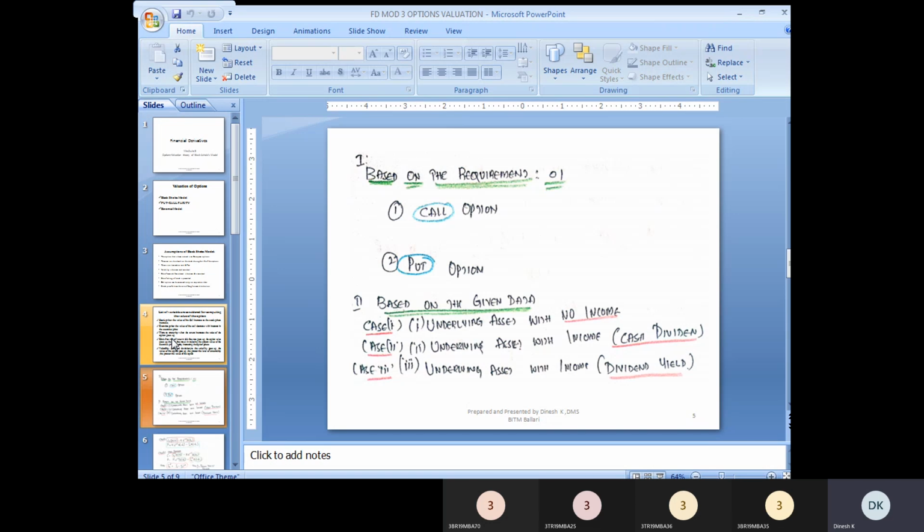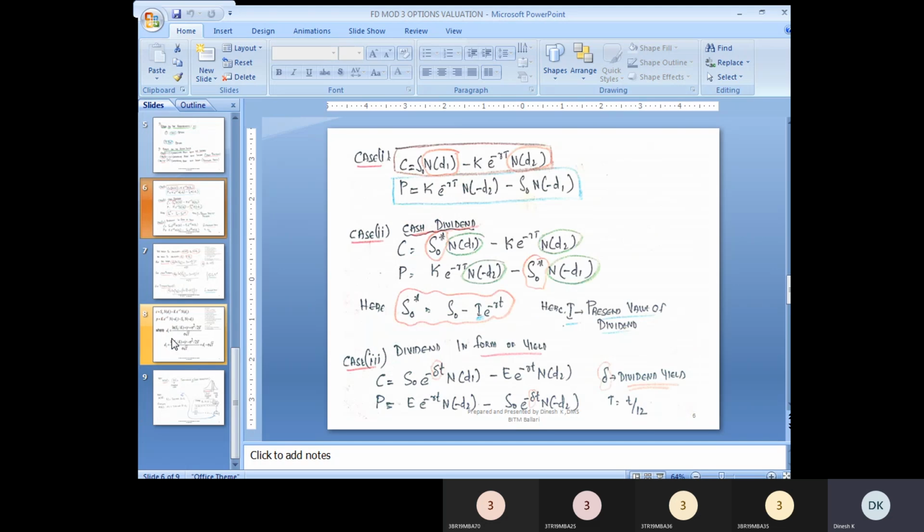Is this visible to you? Second sub question, based on the given data: case 1 is an underlying asset with no dividend, no income; case 2 is an underlying asset with income; case 3 is an underlying asset with income in the form of dividend yield. Whether this slide is visible? Yes, sir. Great. So case one that we discussed is where there is no income. Case two, we have a stock with cash as a dividend.